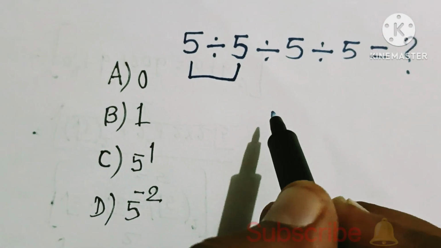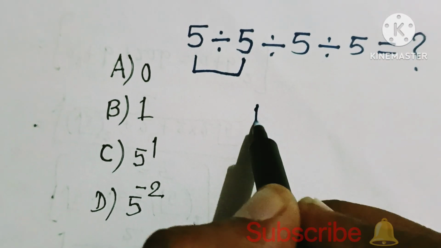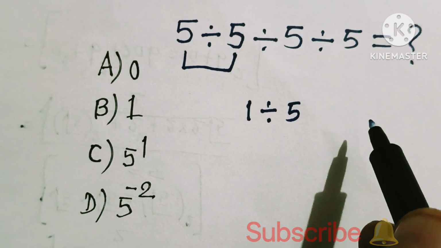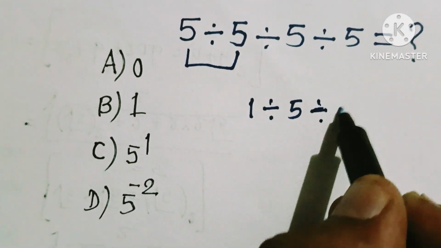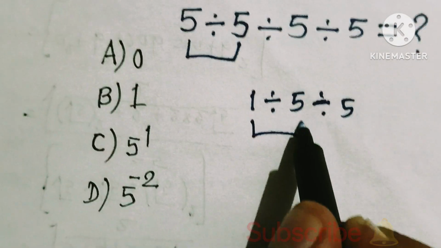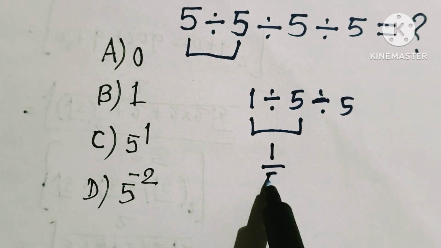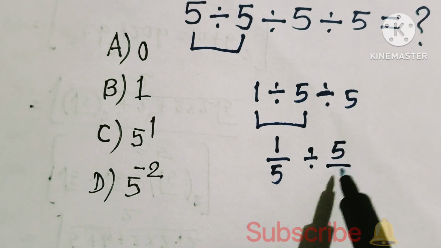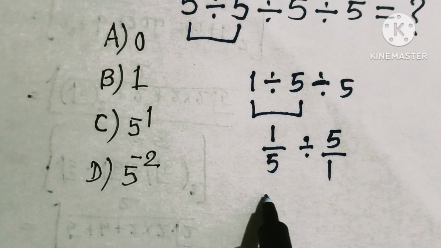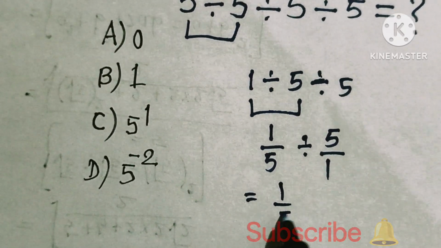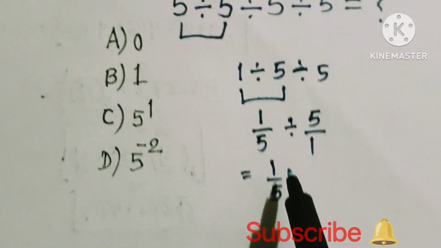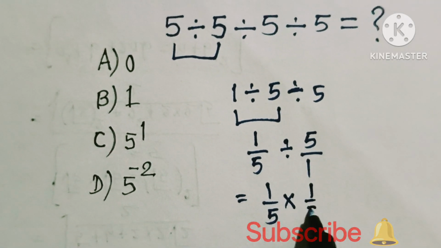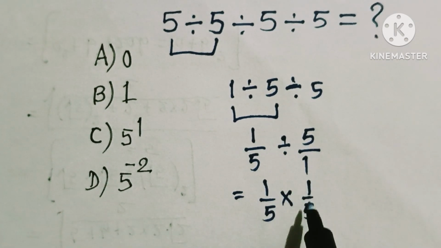5 divided by 5 is equal to 1. Then this 5 divided by 5, then divided by 5. Then we can write here 1 divided by 5 divided by 5 by 1, equal to 1 divided by 5, division converted into multiplied, 1 by 5. We have taken here the reciprocal of 5 by 1, which is 1 by 5.